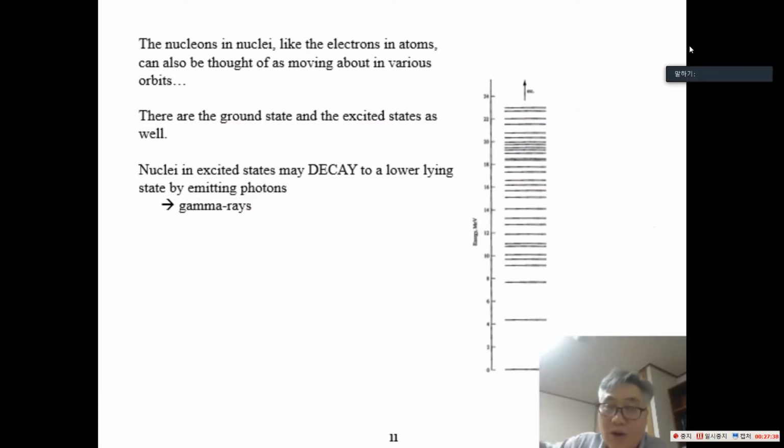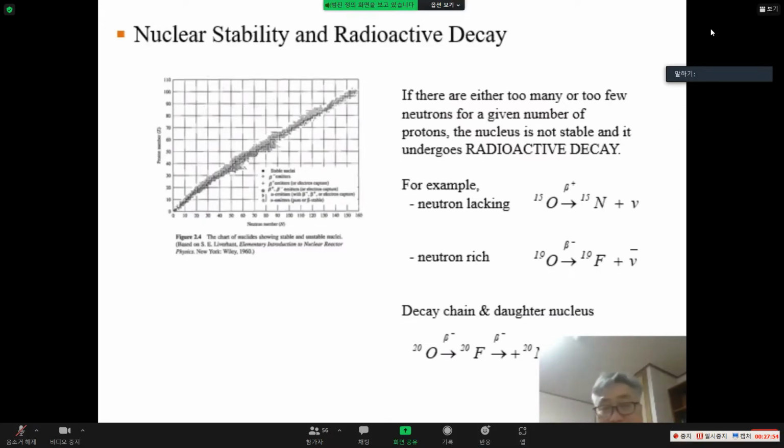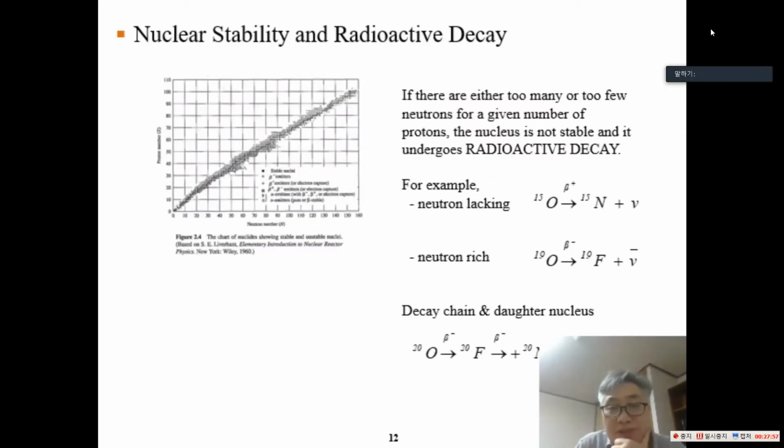Now, this is a very important graph. When we see a graph, what do we have to look at first? The name. Chart of nuclides showing stable and unstable nuclei. This is the name of this graph. If we don't look at the name of the graph, it is just fine art.